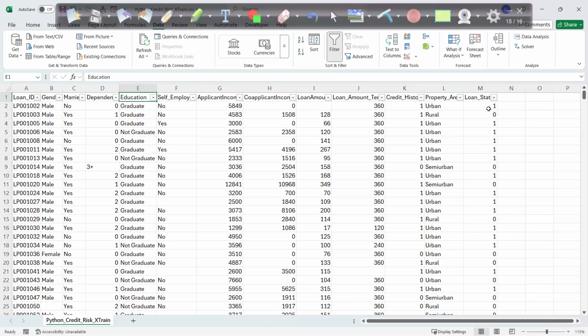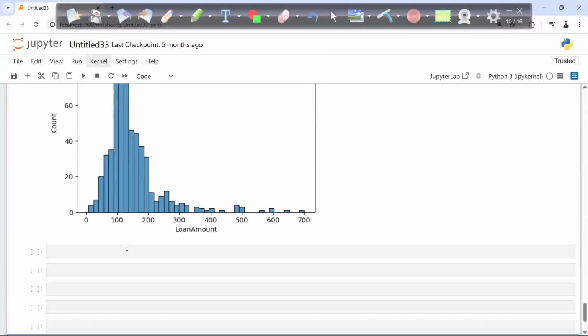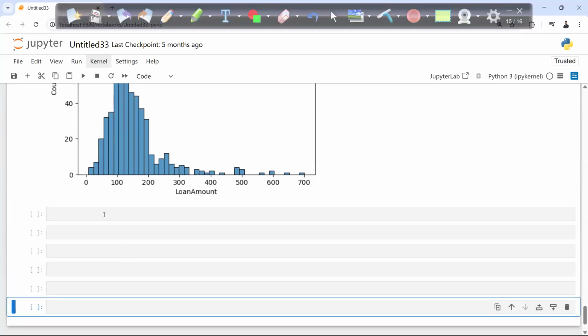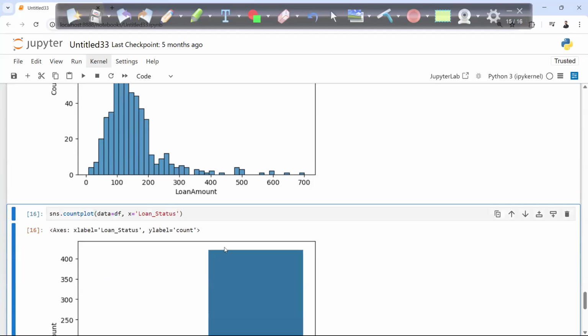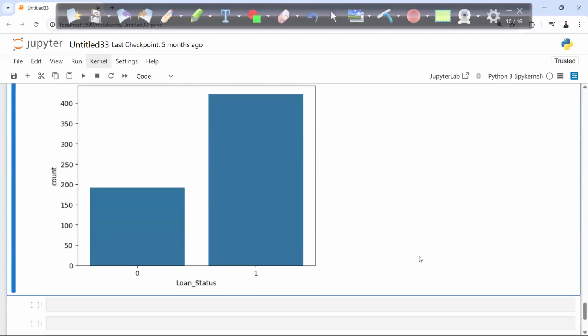Let's take loan status also. I just wanted to know how many people are getting the loan, how many people are not getting the loan. It's also one type of analysis, right? So let's go and check it out. I will use a count plot here because 0 means no, 1 means yes. So sns.countplot, data is equal to df, x-axis is my loan status. So here you can see that the majority of my customers are getting the loan, right? Because 1 is getting the loan, 0 means not getting the loan. So that is pretty much okay.